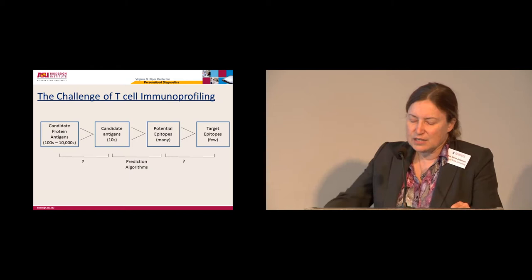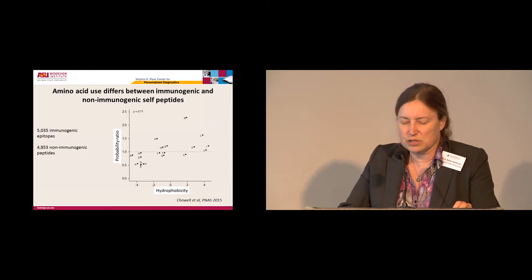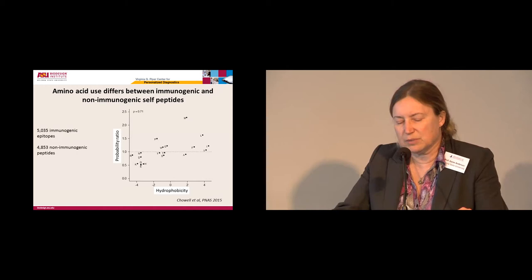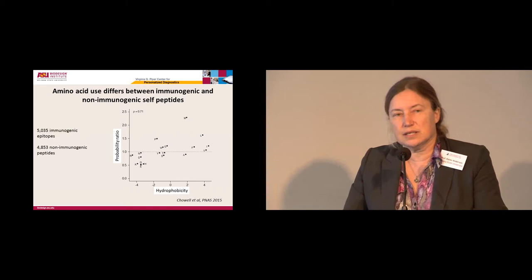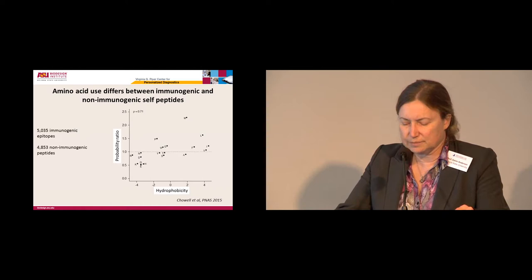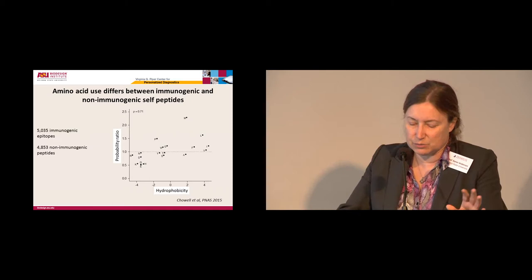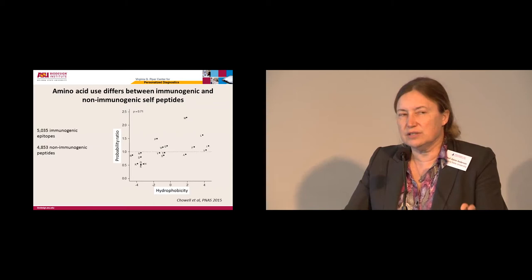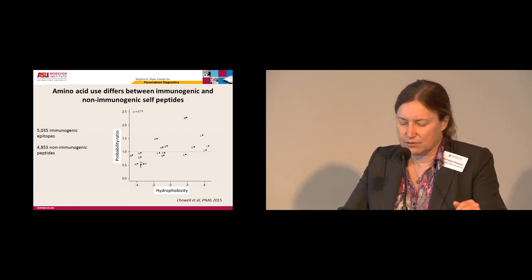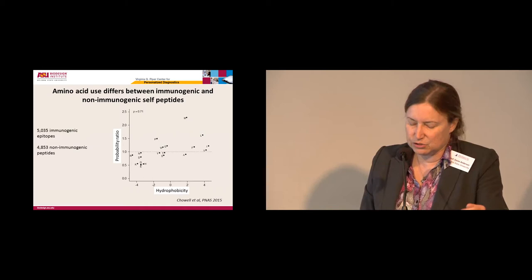So a number of years ago, we looked at the biochemistry of amino acid use between what were defined as immunogenic and non-immunogenic self-peptides and pathogen-specific peptides, based on what was available at the time from IEDB and other databases. We had created non-overlapping databases of what were defined as immunogenic and non-immunogenic epitopes, and we looked at a variety of different biochemical parameters, and hydrophobicity was one of them. But of those, consistently, hydrophobicity of the TCR contact residues, and I would say relative hydrophobicity, certainly came out of our analysis as more likely to be present in immunogenic versus non-immunogenic peptides.